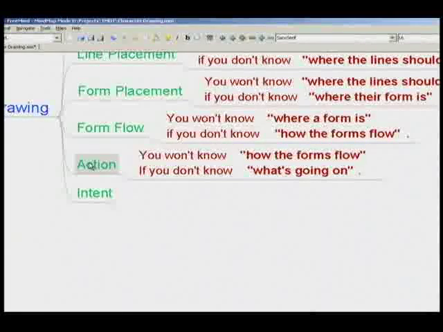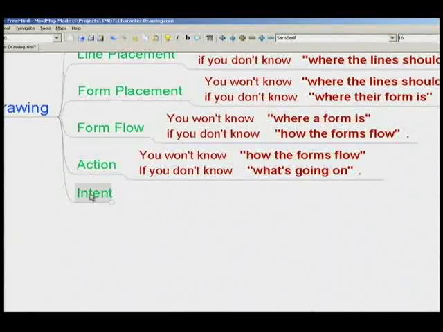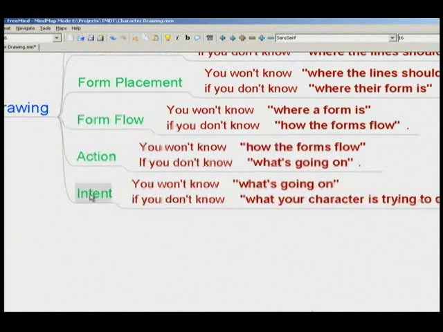We try to avoid generic because it just gets boring. So how do we avoid generic? Well, if we can't think about what actions to use, we need intent. We won't know what's going on. We don't know what actions to use if we don't know what our character is trying to do.